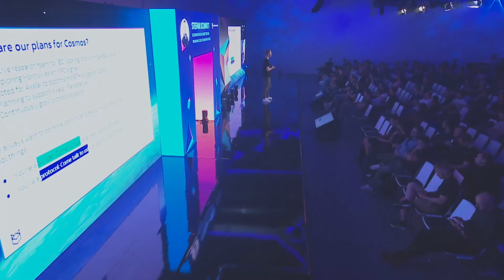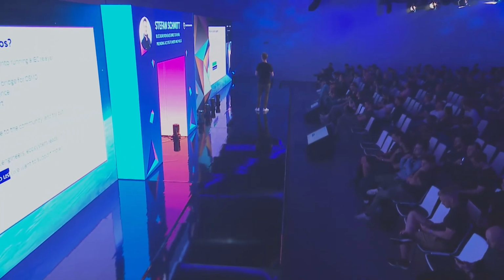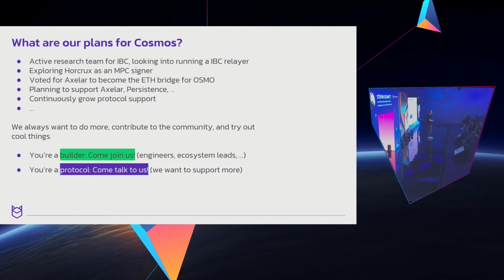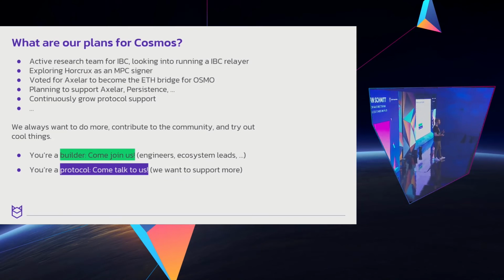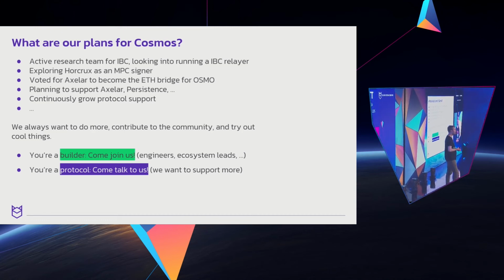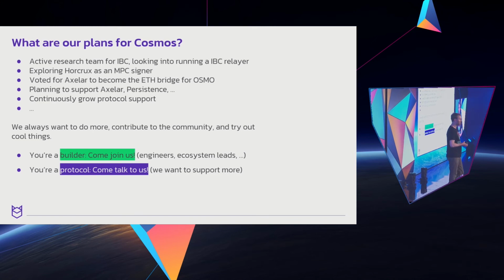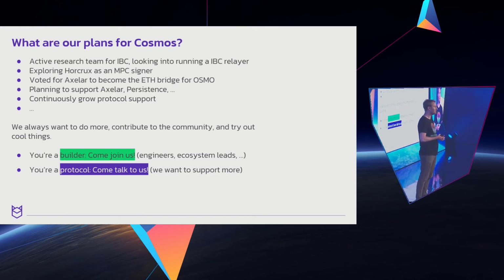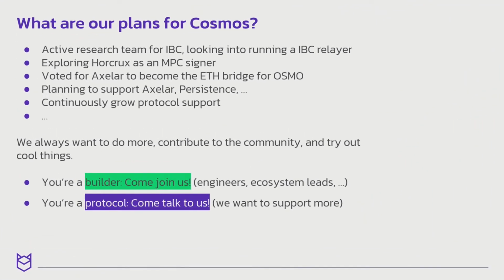So I'm going to say we also have some plans for Cosmos. Obviously, one person in our research team has been looking into IBC for the past month, more or less full time. We're looking into running an IBC relayer. We are exploring Horcrux for MPC. And this is something that is already in the past, but I put it there as well because it didn't fit the other slide. We would on Axelar and also some other proposals to become the ETH bridge for Osmosis.